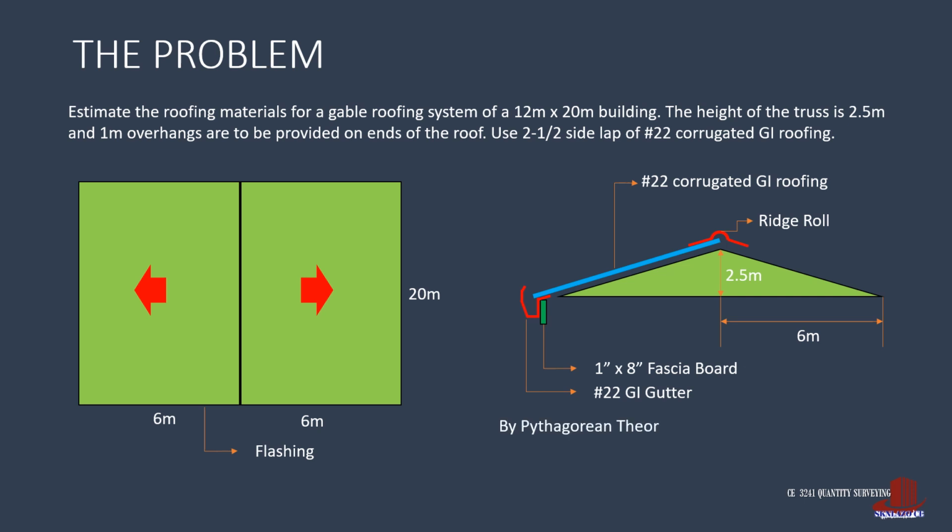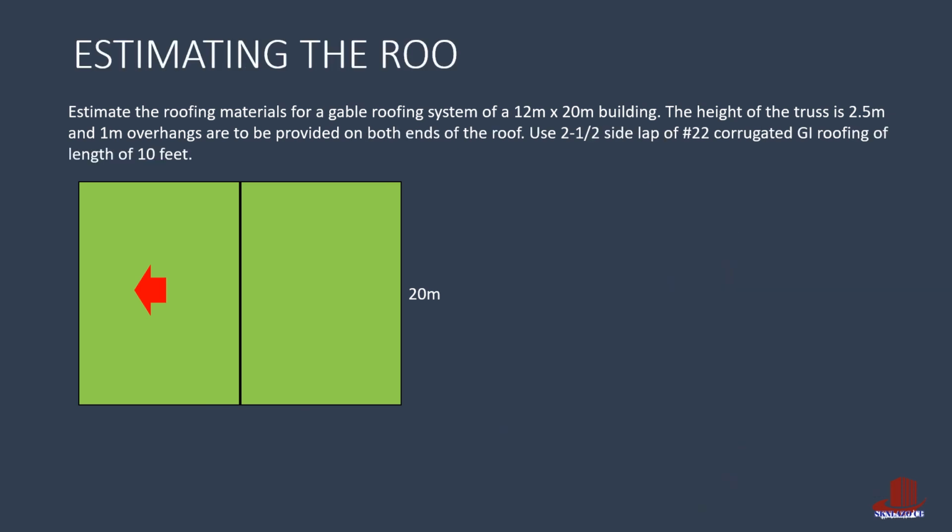Starting from the roofing material, the length is solved from Pythagorean theorem, taking the root of the squares of 2.5 and 6 meters. This results to 6.5 meters. Then add 1 meter overhang, making the total roofing length of 7.5 meters. Now let's fix the dimensions of the roofing, where individual widths are 7.5 meters and the length is taken as 20 meters plus the 1 meter overhang on both ends.